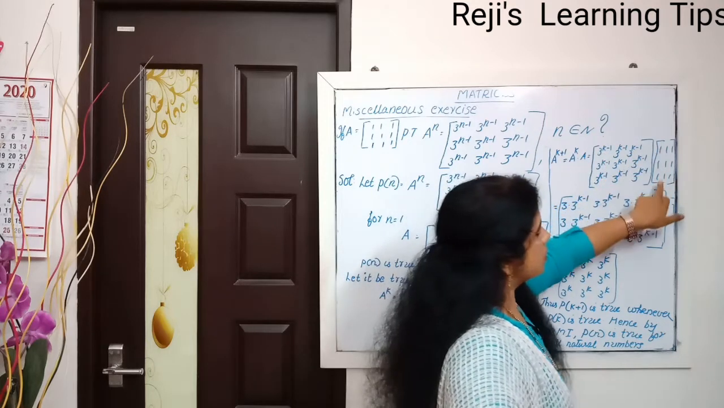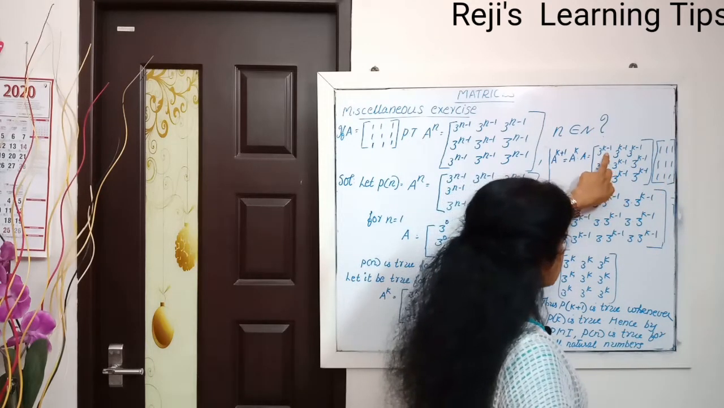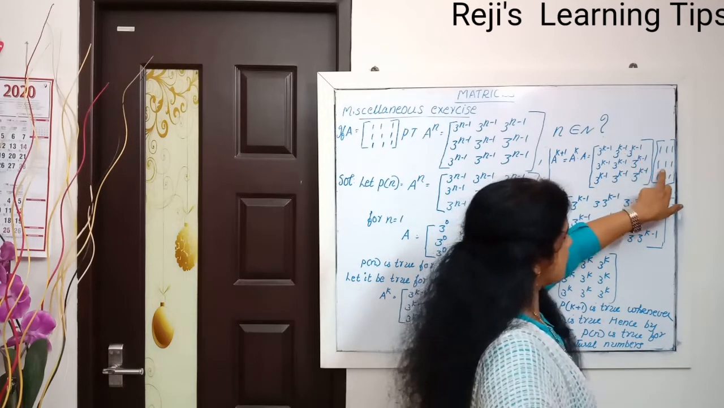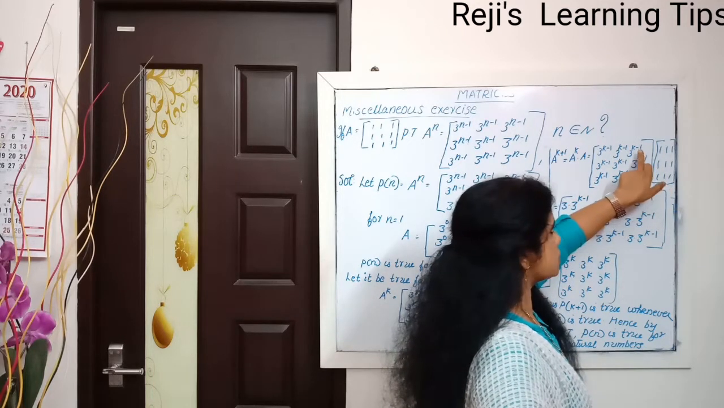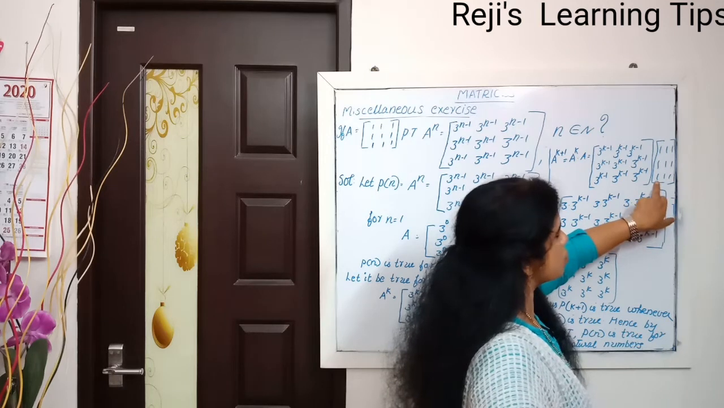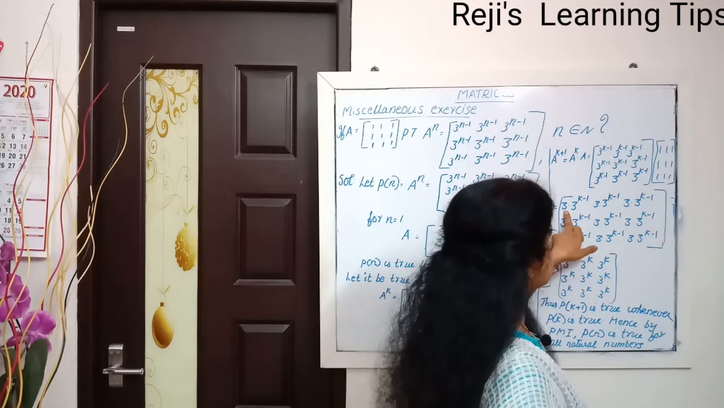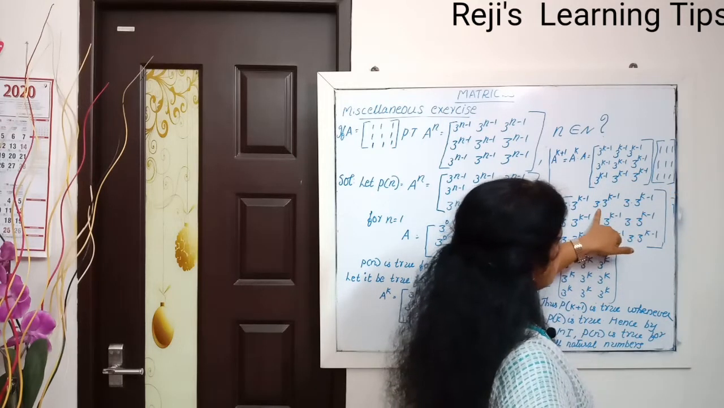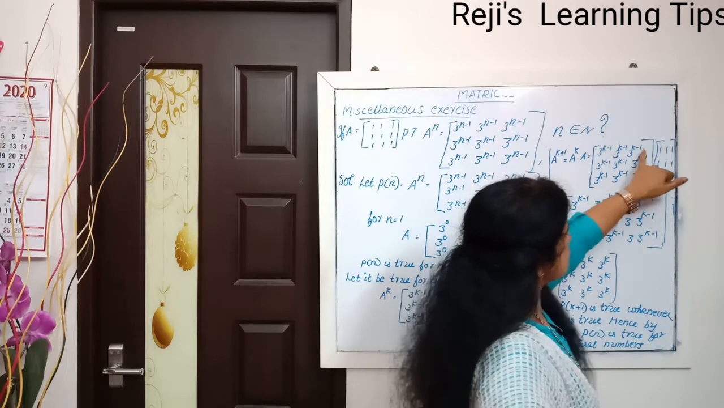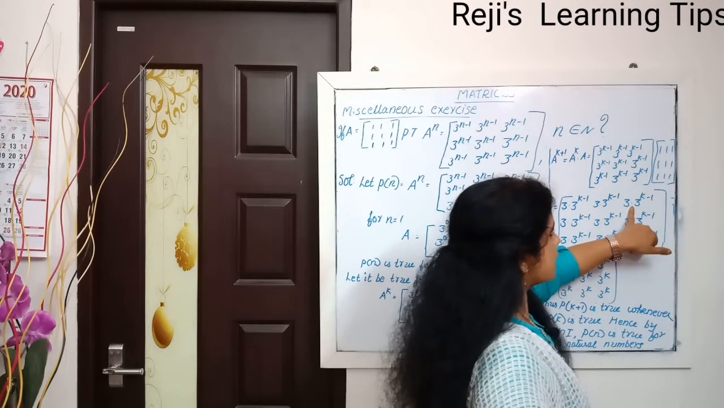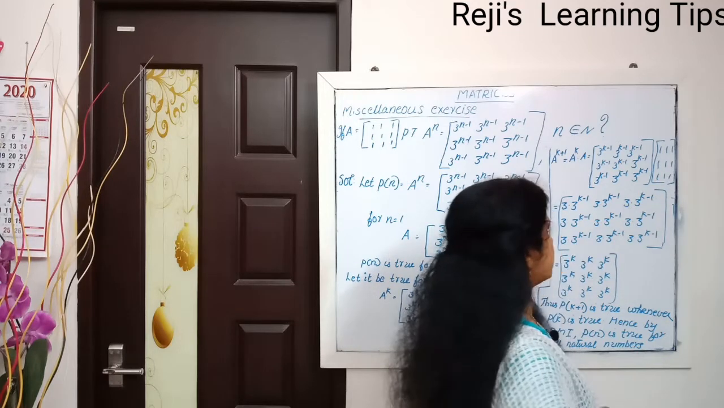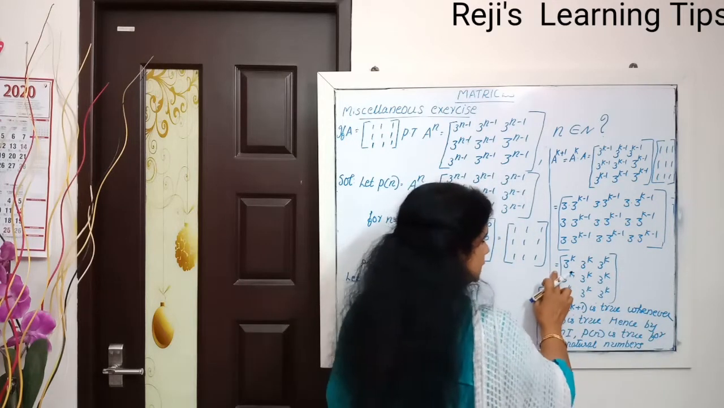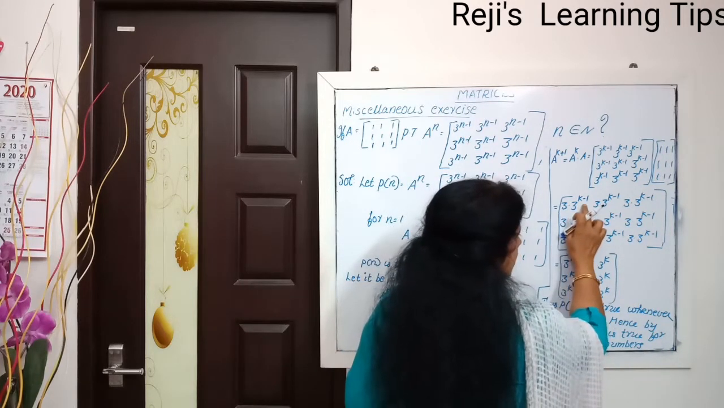First row with the first column. So 3 raised to k minus 1 into 1, that is 3 raised to k minus 1, plus 3 raised to k minus 1 into 1, that is also 3 raised to k minus 1, plus 3 raised to k minus 1 into 1, that is also 3 raised to k minus 1. So you should write here 3 into 3 raised to k minus 1. Then first row with the second column, there also we will get 3 into 3 raised to k minus 1, and the first row third column also 3 into 3 raised to k minus 1. The same happens in the second and third rows also.